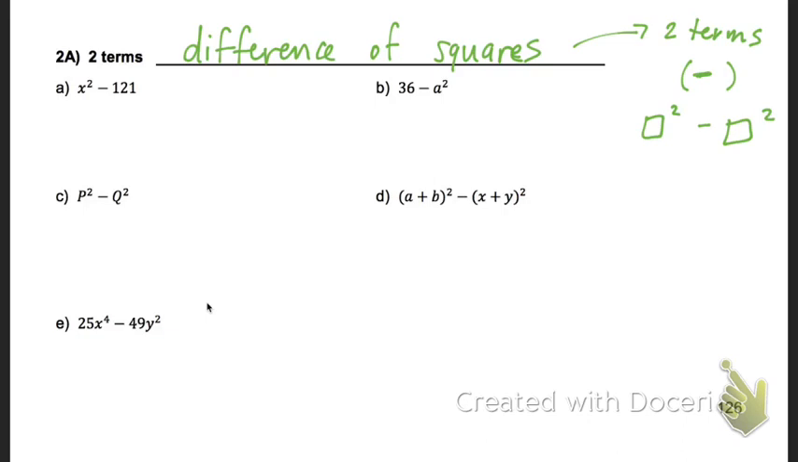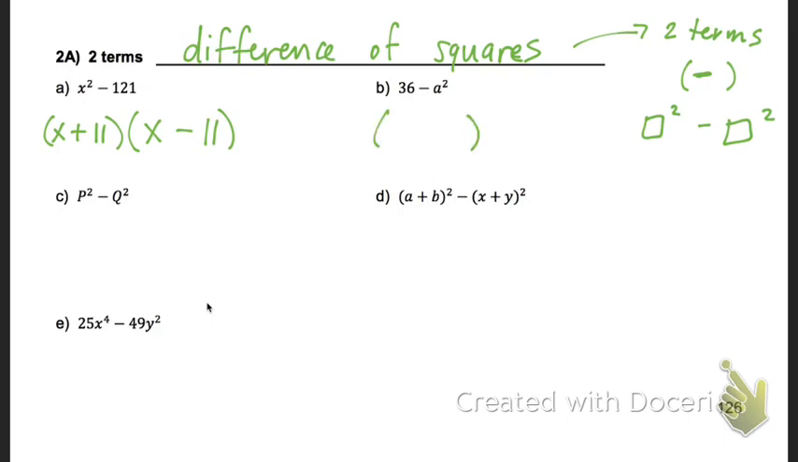So taking what we saw here on the board, the first one, x squared minus 121, if I were to factor that, it would look like what? So I have plus and minus, x plus 11, x minus 11. It's okay. It's early. No, you're fine. Okay, what about B?